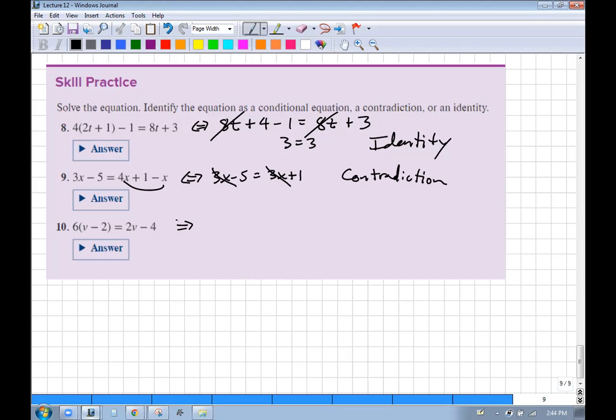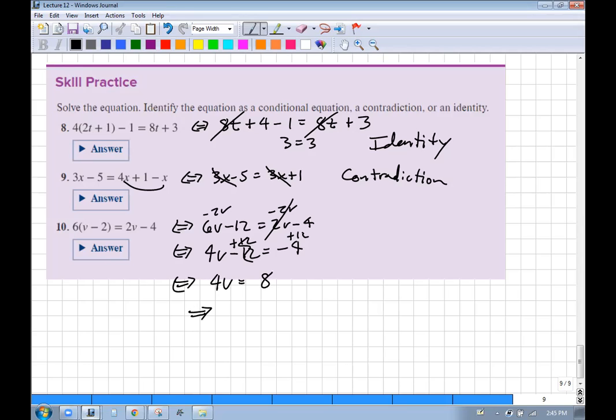All right, this one, let's get rid of the parentheses by distributing that 6. Now let's get our v's together. Gives me a 4v minus 12 equals negative 4. I'll add 12 to both sides to get that to go away. 12 minus 4 is 8. So v equals 2. This one's conditional. It's only true when v is equal to 2.